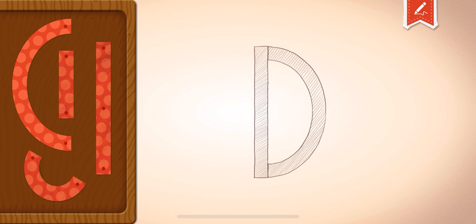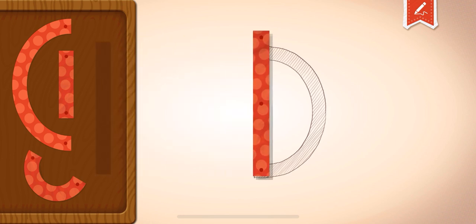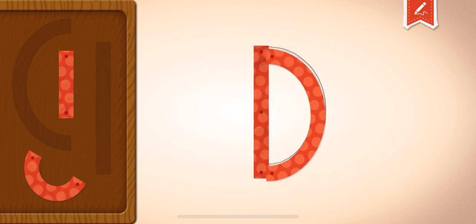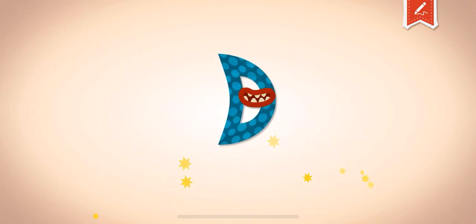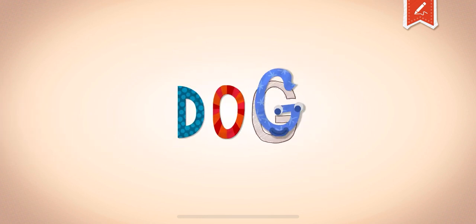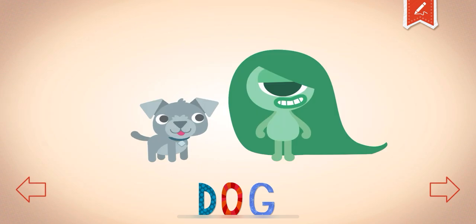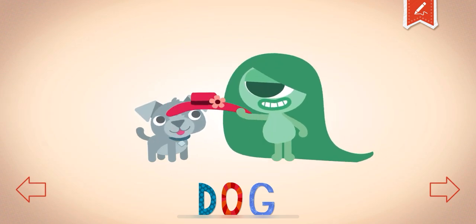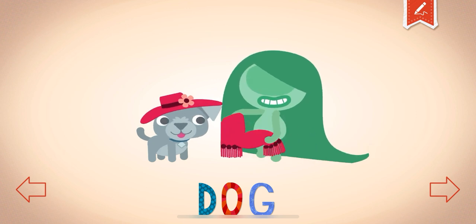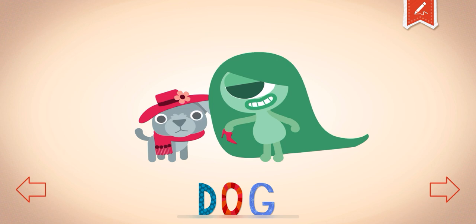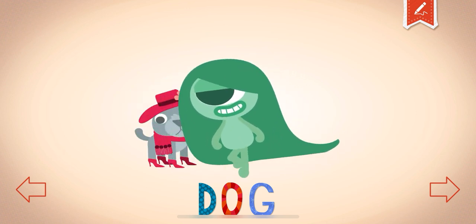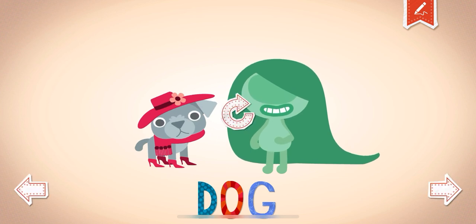D. D is for dog. D. O. G. Dog! Dog starts with D.